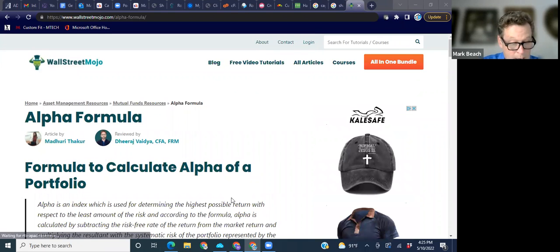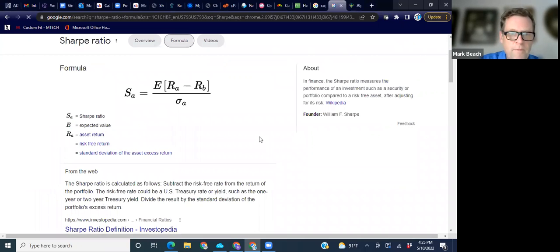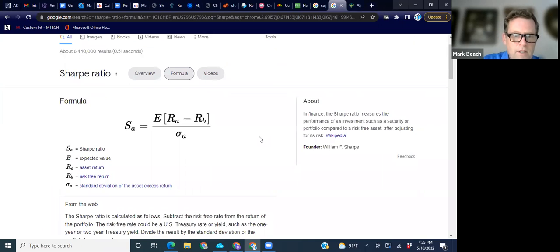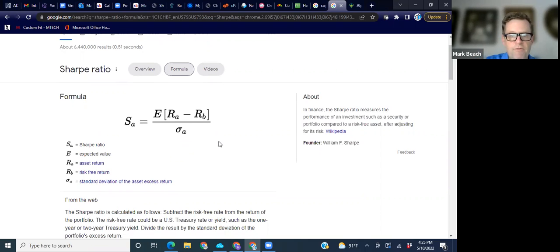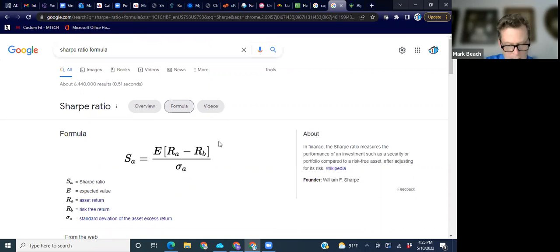We've talked about beta, we've talked about alpha, we've talked about the capital asset pricing model. And then the other one that Ben introduced was the Sharpe ratio. So here's the Sharpe ratio, and there's the formula right there. Your Sharpe ratio equals your expected value times your asset return minus your risk-free rate over your standard deviation of the excess return. So there's your formula, and you can go play with that too.